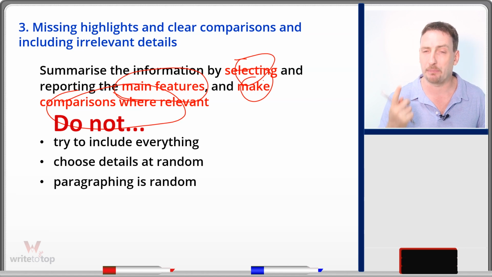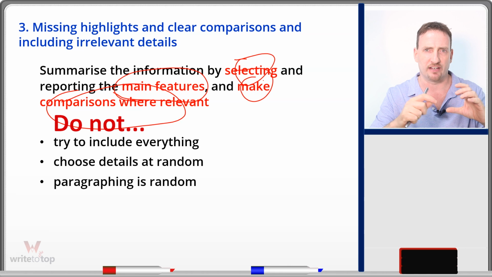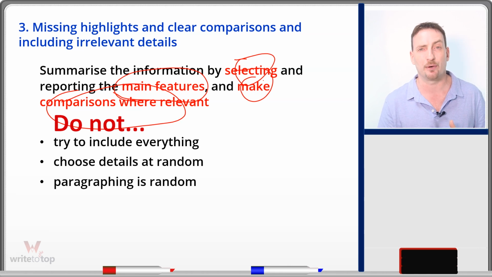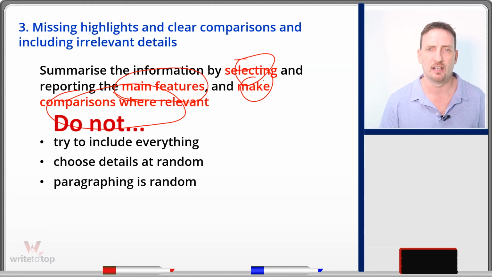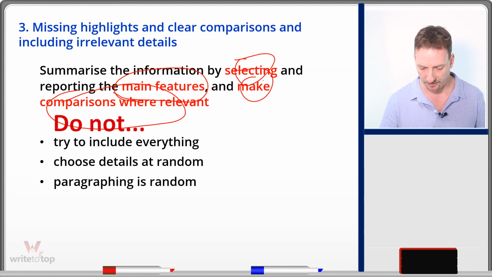And make sure that the paragraphing is not random. Make sure that everything in one paragraph is somehow connected. Everything in the next paragraph is somehow connected. Don't just throw in information wherever you have a spot for it, because that's your cohesion and coherence score that's going to lose points for you. The paragraphs have to have a purpose. Make sure that they are not random. So that's the main thing here.